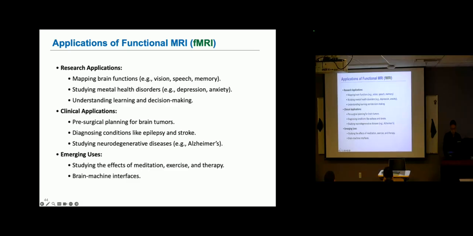So there's a couple of applications of the functional MRI, right? First, we can map brain functions: vision, speech, memory. We can use that to study mental health disorders, right? Depression, anxiety, all these. And we can also use it to understand learning and decision making.